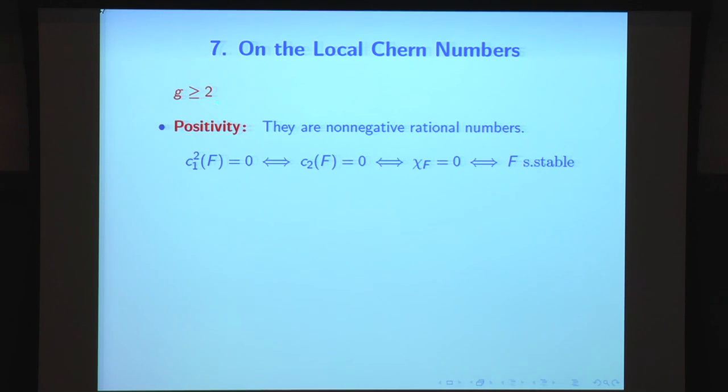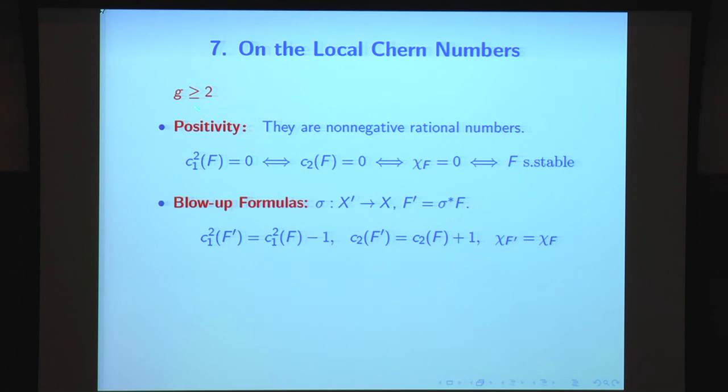So if the genus is at least 2, we have some basic properties of the local Chern numbers. For example, the local Chern numbers are non-negative. If this one is zero, it's equivalent to this one being zero. This one is zero. They are all equivalent. This is equivalent to F being a semi-stable fiber. So these local Chern numbers measure the semi-stability. Here is the blowing up formulas. If sigma is a blowing up at a point on the singular fiber F, we get a new fiber by pullback on this surface. So the relationship between the local contributions is similar to the surface case.